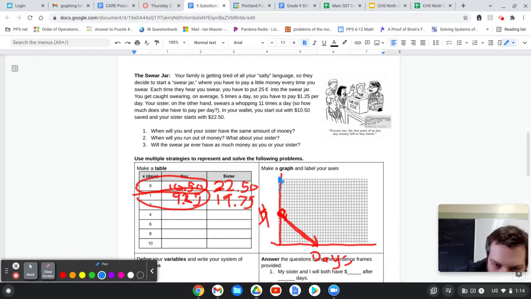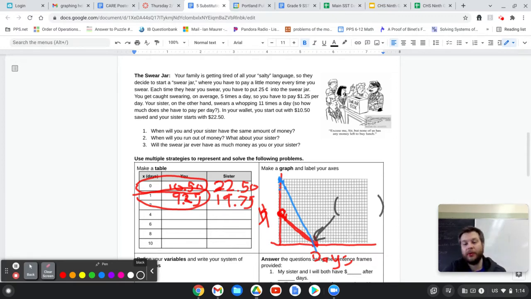And after one day, they're at 19.75. So they're a little bit lower like this. And you'll see that line coming down more steeply, and it crosses over the red line. The place that it crosses over is an extremely important location. That is where you and your sister both have the same amount of money.